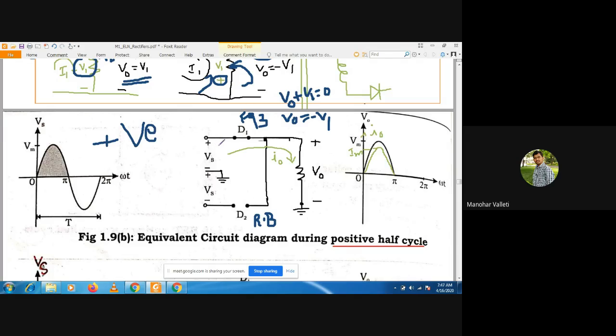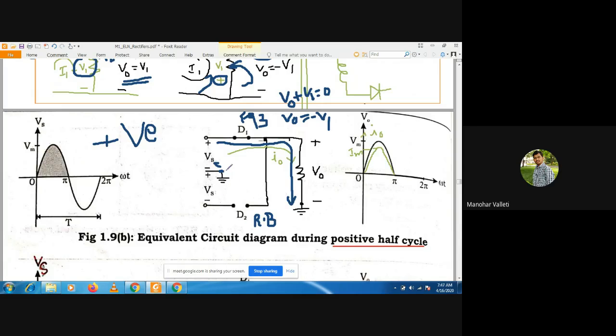Now how will the current flow? Current I naught will flow like this. And you may ask, sir, whether it is reaching the secondary of the transformer or not. You just see here, ground is there, and also the point C is grounded.